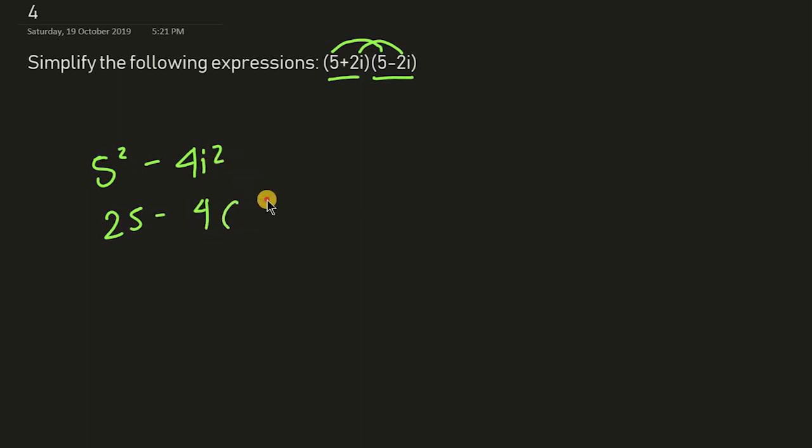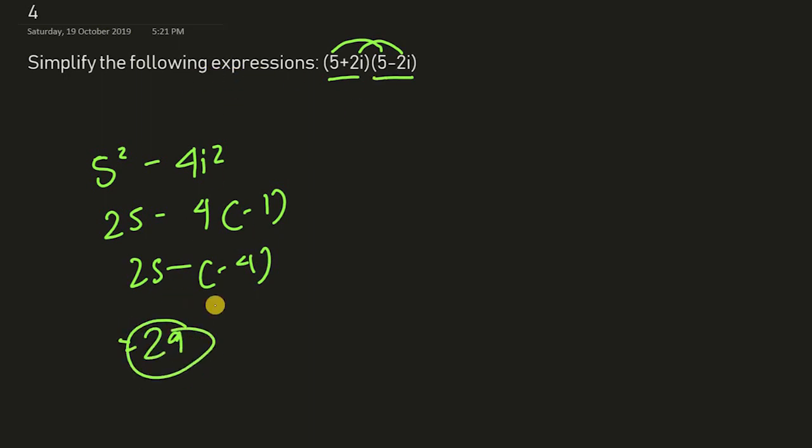We know that i squared is negative 1. So, 25 minus 4 times negative 1 is negative 4. So, this would be equal to 29. So, our answer here, simplifying this expression, is 29. Yes, tama. And our answer is 29. You got it right. Next problem, problem number 5.